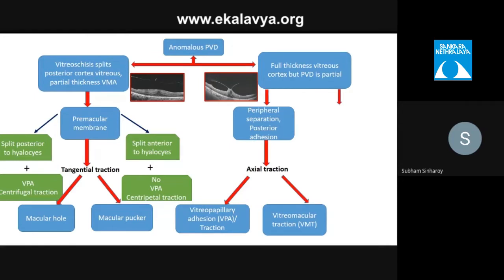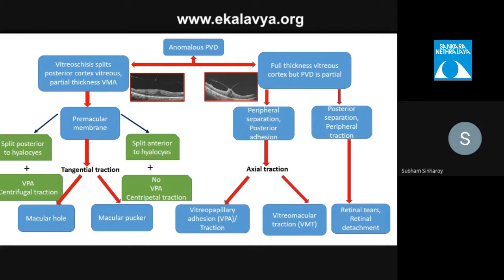On the other arm, there can be posterior separation, but peripherally it can cause a traction when the PVD is partial, which will ultimately lead to pathology like retinal tears or eventually retinal detachment. So this is how anomalous PVD can lead to various vitreoretinal interface diseases and complications.